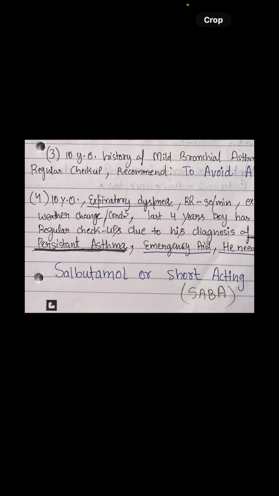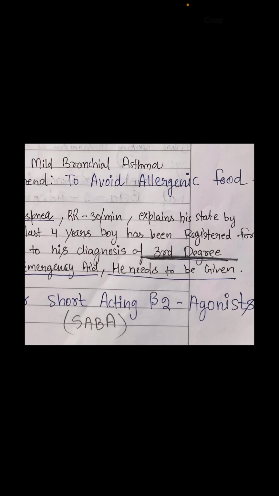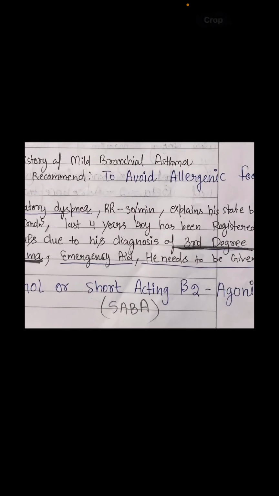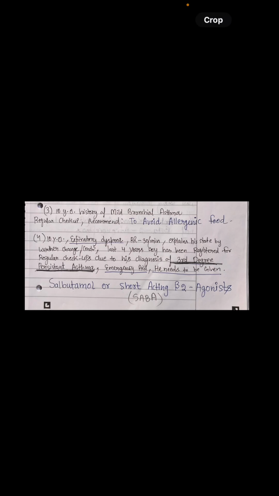The next patient is having expiratory dyspnea, as we know about this, and third-degree persistent asthma. Emergency aid, as I have just told you, needs to be given. So keep the short-acting beta-2 agonist, or SABA, salbutamol being an example of a SABA. You have to keep the emergency treatment in your pocket all the time, because you don't know when the emergency will occur. It is third-degree persistent asthma, so it is a severe condition. If the patient doesn't get the SABA on time, the patient might die if there is nobody to take care.